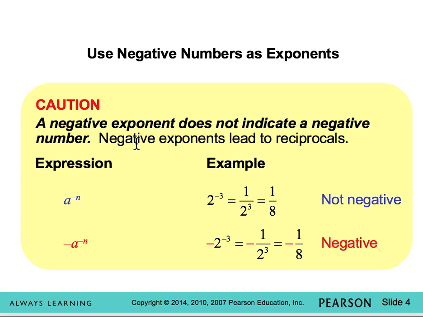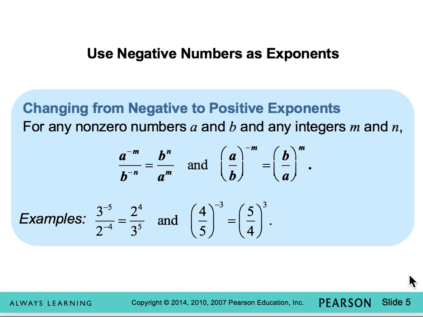Okay, this is just telling us that negative exponents lead to reciprocals. A negative exponent does not indicate a negative number. It's just showing us an example, right? If this number started out negative, it stays negative. If it's positive, it stays positive. The negative exponents mean reciprocals, not negative numbers. This one's basically telling us the same thing. A negative exponent, to make it positive, means the reciprocal.